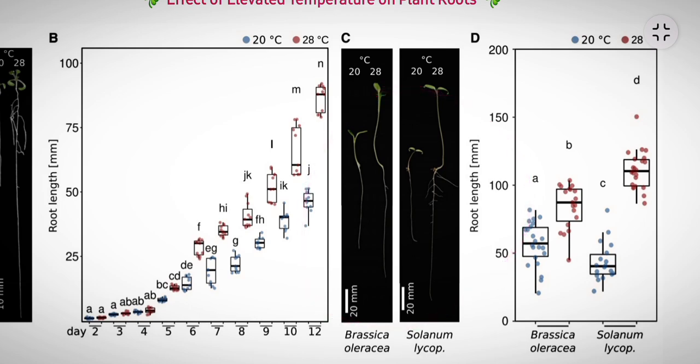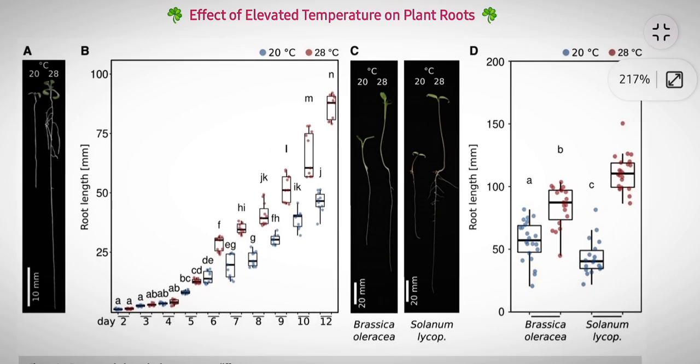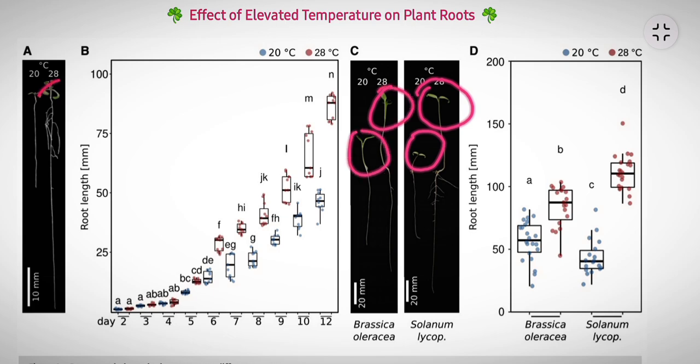Now, apart from the effect of temperature on the roots of plants, an interesting observation I would like to mention here is that apart from the root, the shoot part, which is called the hypocotyl, is also getting increased as we move from lower to higher temperature. And it's not just about the length of the hypocotyl. As we can see, the overall size of the shoot is also getting increased as we move from the lower to higher temperature.